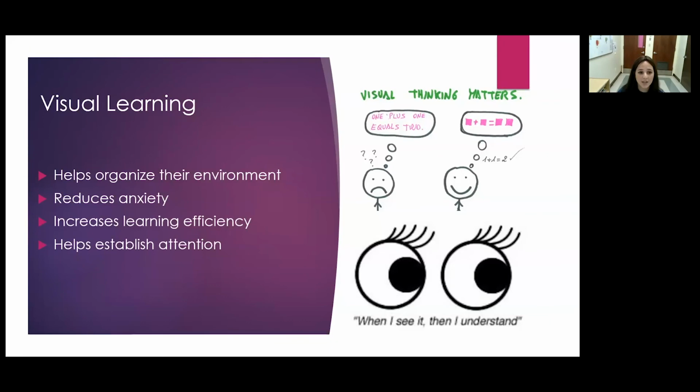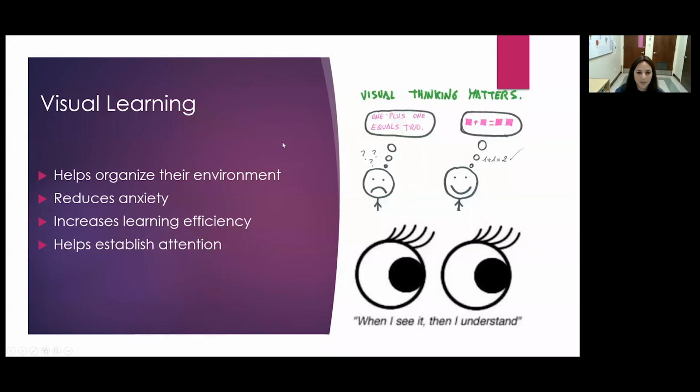Again, visual learning also helps establish attention, right? If you're just hearing something, you don't attend to it as much. But if you see it in front of you and it's clear, you're going to look at it and it'll make sense. So this is a cute cartoon where it says visual thinking matters, and you see one individual hearing 1 + 1 = 2, and he's all confused, like, what does that mean? And then you see the visual, oh, 1 box + 1 box makes 2 boxes, right? And it just makes sense. When something's visual, it just automatically is more clear. And when you see it, you really can understand.